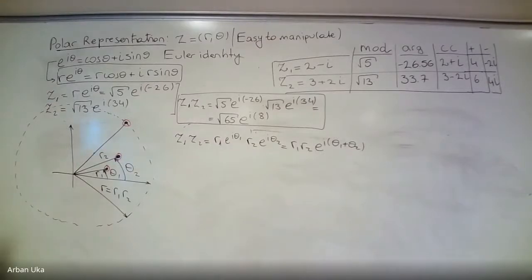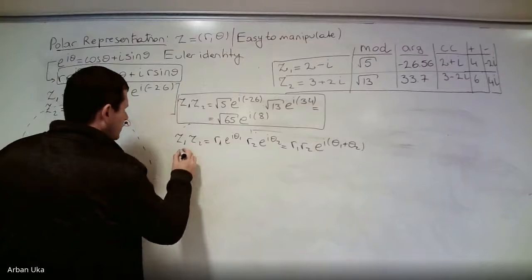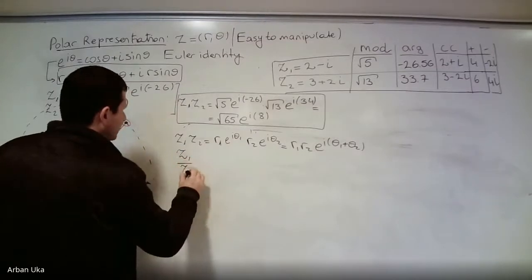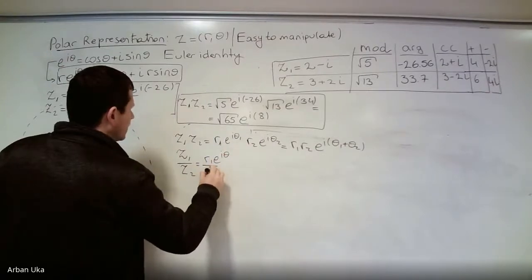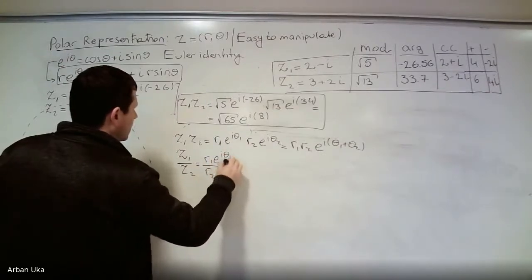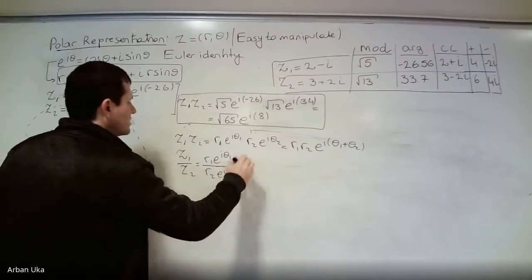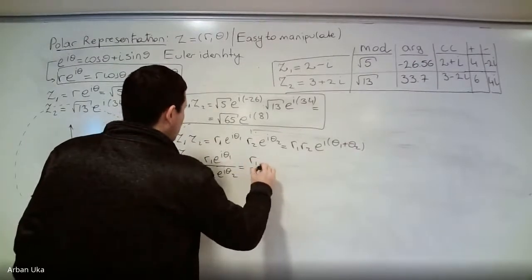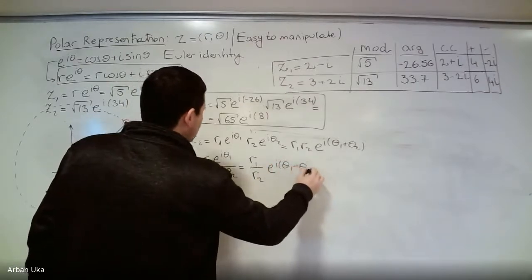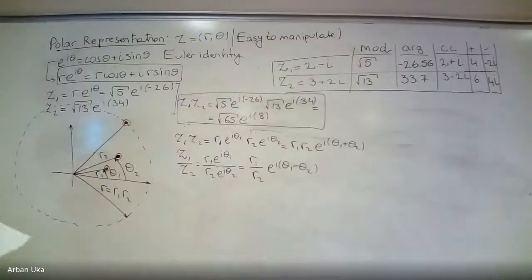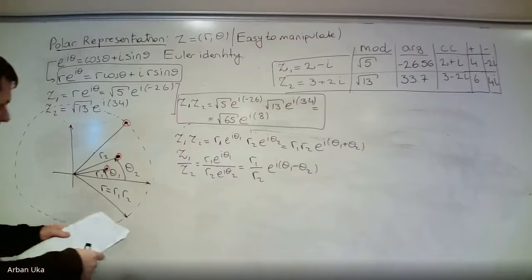The division of two complex numbers is also useful using the polar representation. So we have r1 e to the power i theta 1 over r2 e to the power i theta 2. This is equal to the ratio between r1 and r2 times e to the power i (theta 1 minus theta 2). So we said that the division of complex numbers was relatively difficult, but we don't care.